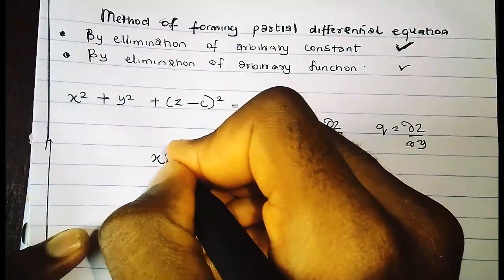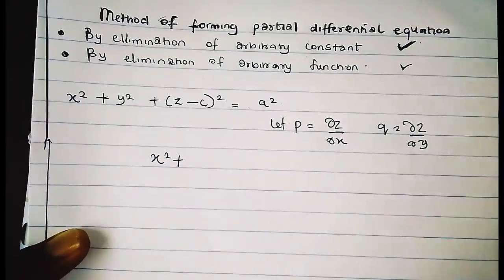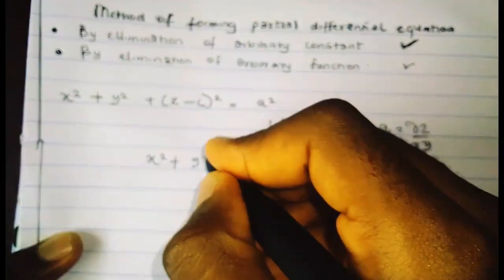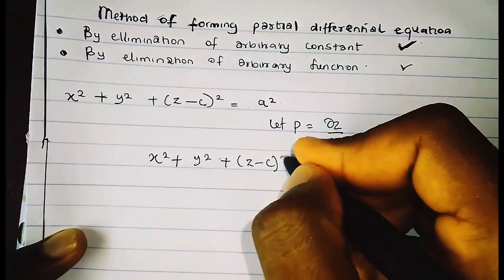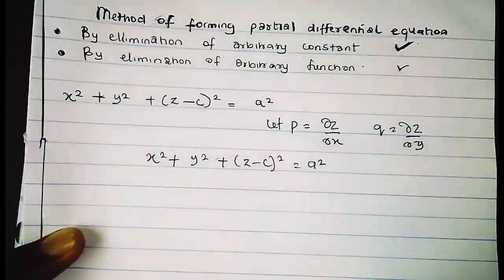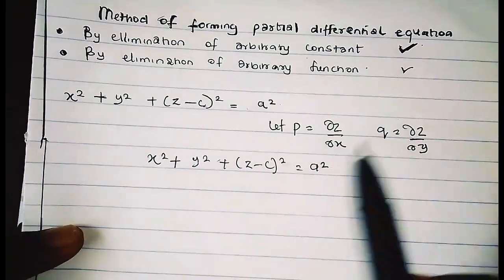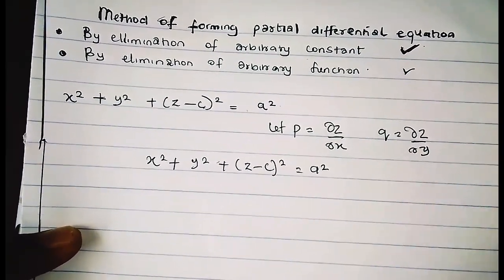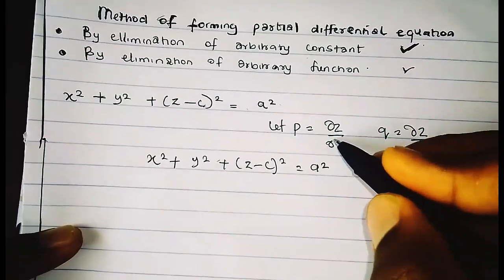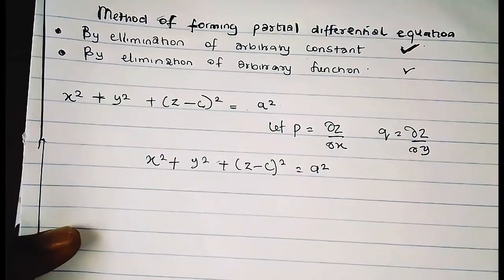So now, let's solve this equation. We were asked to form the partial differential equation from this equation: x squared plus y squared plus (z minus c) squared equals a squared. If you look at this, there are no functions, only constants, right? So we use the method of elimination of arbitrary constants. The first thing we do, since we've said let's assume dz/dx to be p, and let's assume q to be dz/dy.